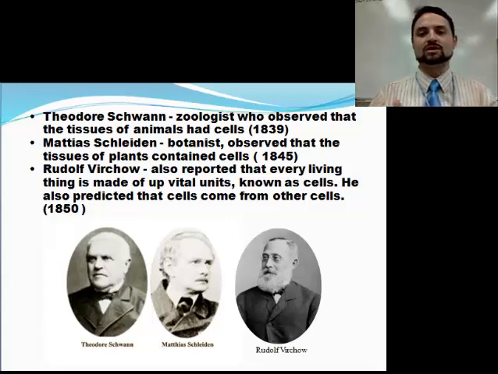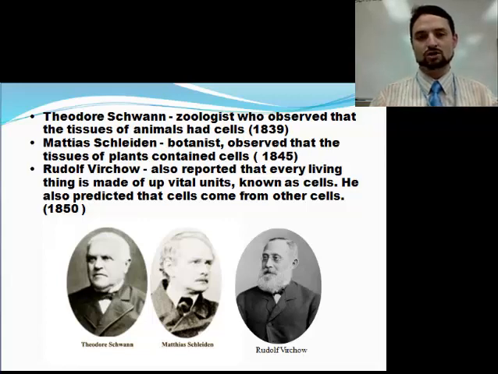Plants are made up of cells, and then in 1850, Rudolf Virchow reported that every living thing is made up of vital units called cells. And he also predicted that cells come from other cells. So he says everything I look at that's living is made up of a cell, and every time I'm seeing a cell made, it's made from another cell. So all living things must come from cells, and cells must breed other cells.